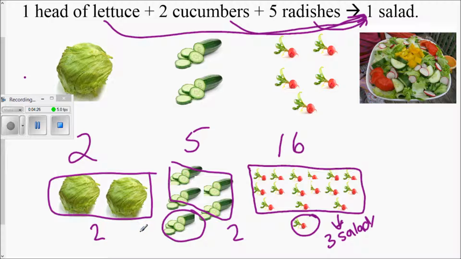Now, why do we care? What does this have to do with chemistry? Well, the reason is this here is what we call my limiting reactant.